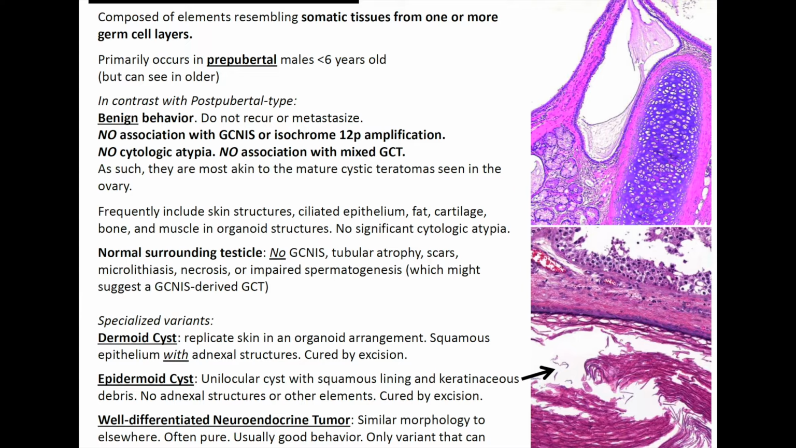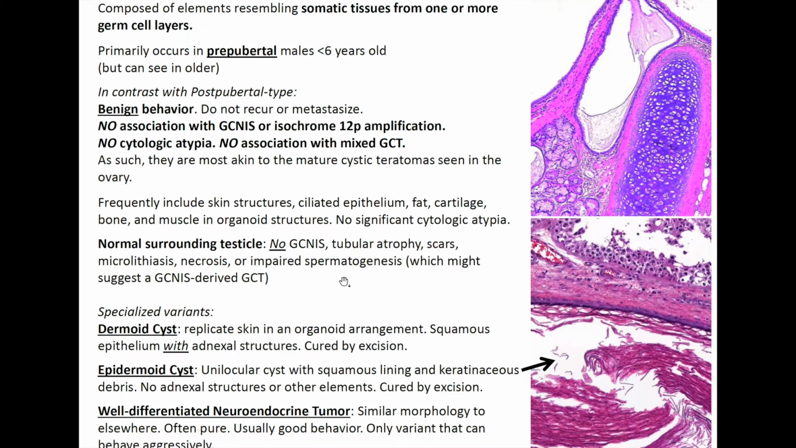Also, you can have an epidermoid cyst, which is a unilocular cyst with squamous lining and keratinaceous debris, no adnexal structures or other elements, also cured by excision. And you can also have a well-differentiated neuroendocrine tumor with similar morphology to elsewhere in the body, where you can see those, often pure, usually have good behavior, and only variant that can behave aggressively.